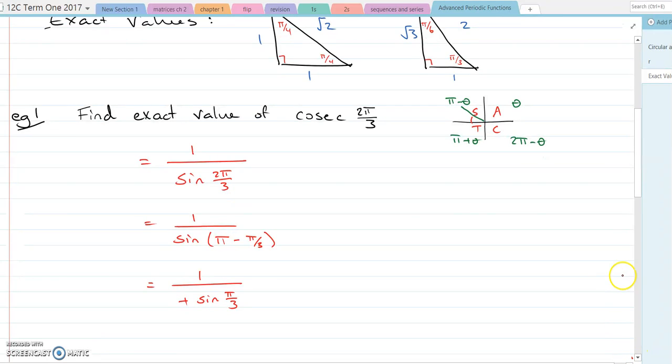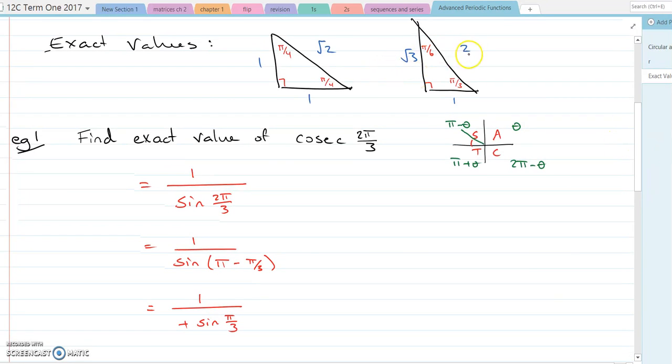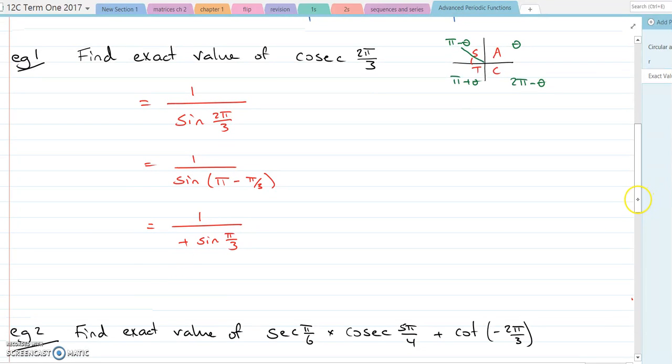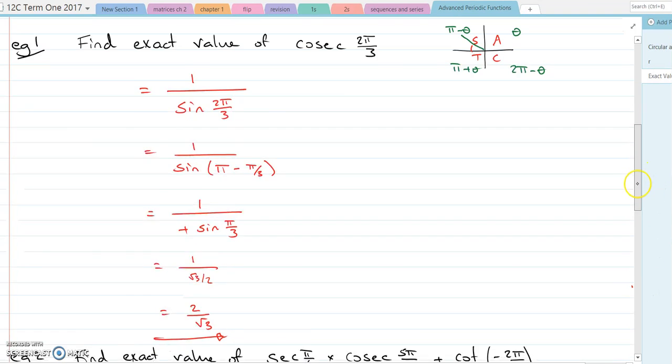So now I can use my special triangle. Sine of pi over 3, sine is O over H, so we've got square root 3 over 2. So we've got 1 over square root 3 over 2, and of course that is 2 over square root 3. Done. That is cosecant of 2 pi over 3.